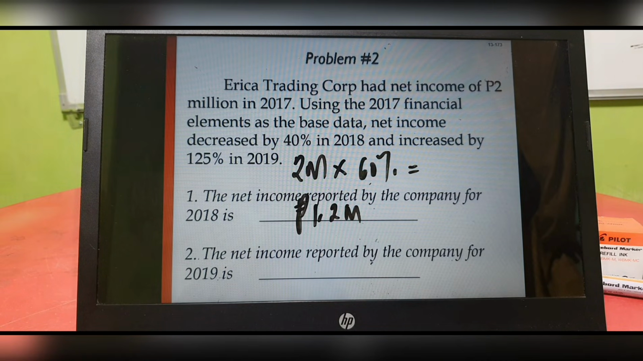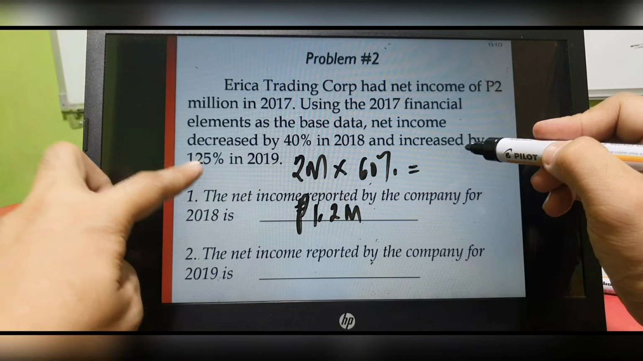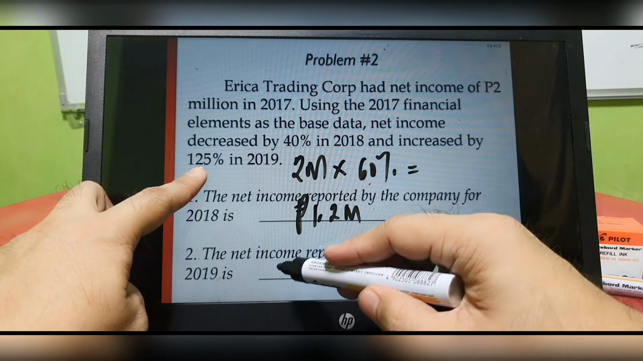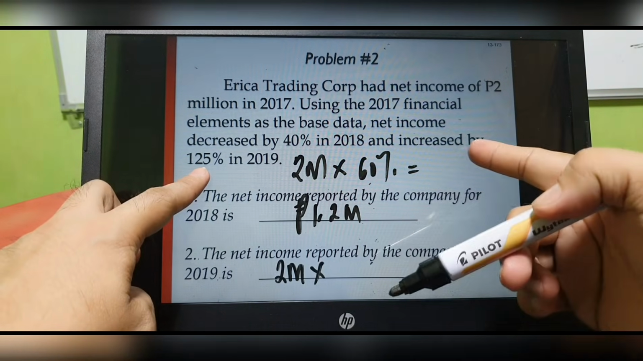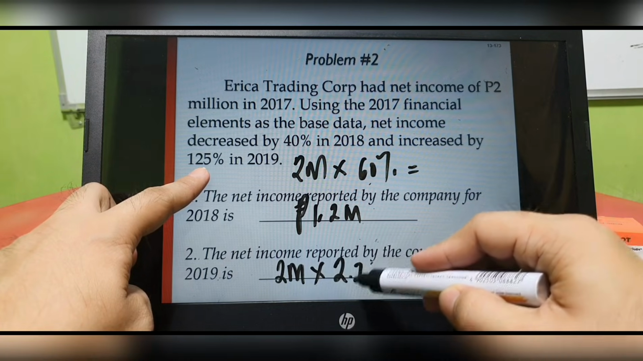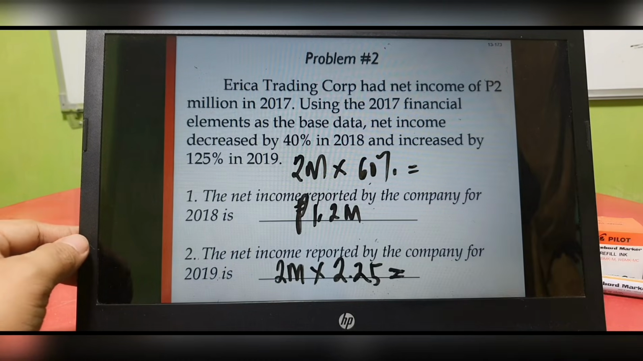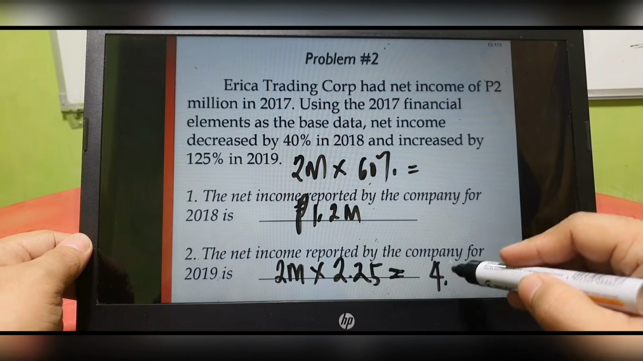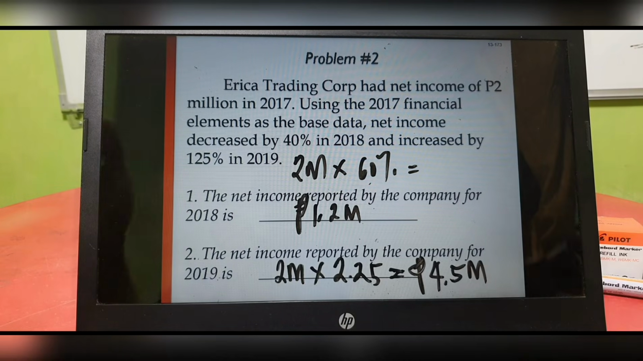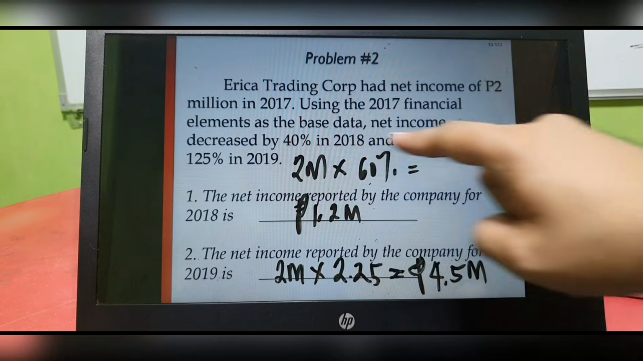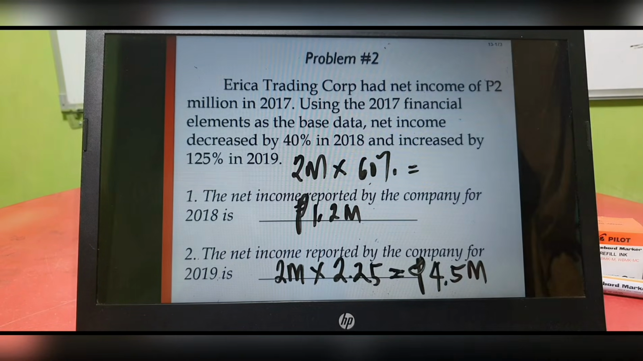Okay? Number 2, the net income reported by the company for 2019 is or was increased by 125%. So therefore, 2 million times increased by. So ibig sabihin, multiply natin to na 2.25. So the answer is how much? 4.5 million pesos. So that's number 2. Okay? So ang palaging pinagbabasihan natin is the base year, which is 2017. Okay? So that's problem number 2.